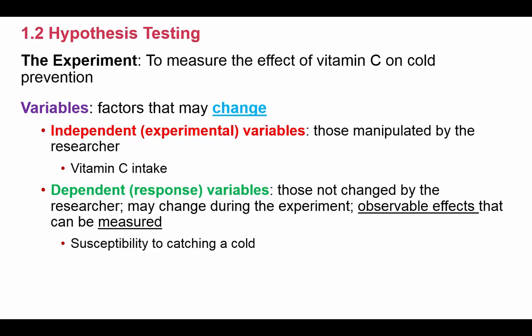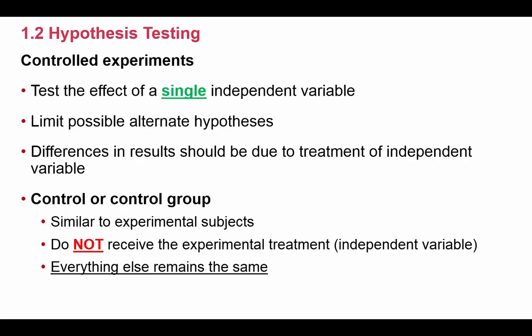The dependent variable would then be something that I did not change as the researcher, but something that changes during the experiment, and typically it's what we call the observable effects that actually happen and we can measure. Again, the whole purpose of this test was to see if vitamin C could prevent colds. So the independent variable is that we would change the vitamin C intake. The dependent variable was their susceptibility to catching a cold, so whether or not they caught a cold. The key thing to remember here is that the dependent variables are dependent upon the independent variable. They're the things that are observed once you make those changes.